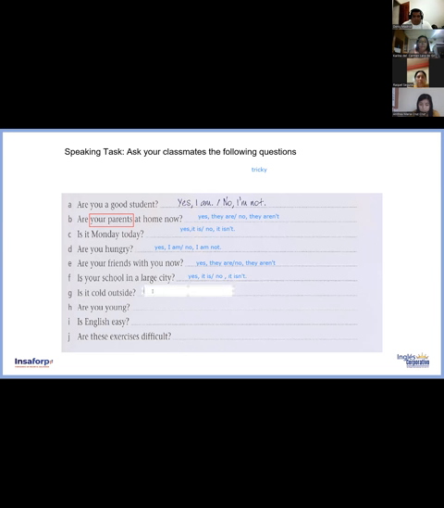Is English easy? I love this question. Is English easy? Yes, it is. That's right. Esta la vamos a dejar así, right? There is no other option. Yes, it is. What about letter J? Are these exercises difficult? Okay, vamos a agregarla por Karina, right? En el caso de letter I, right? No, it isn't.